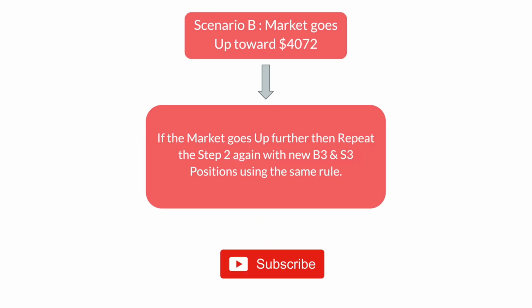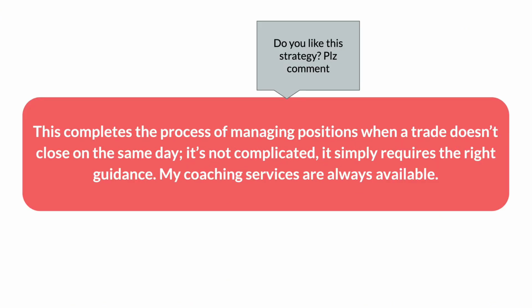Do you remember Scenario B, where we opened two new positions at 40.42? In this scenario, the market continues moving upward instead of going down and reaches $40.72. In that case, you need to follow Step 2 again by opening a third buy and a third sell position and continue applying the same Step 2 rules. This completes the process of managing positions when a trade doesn't close on the same day.